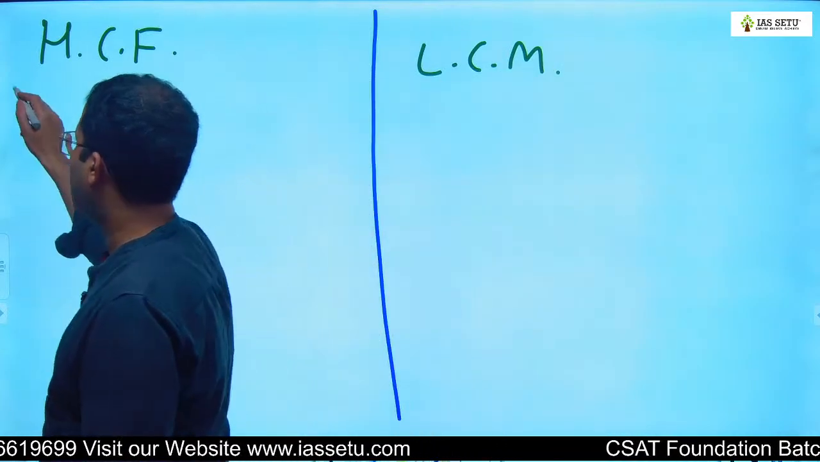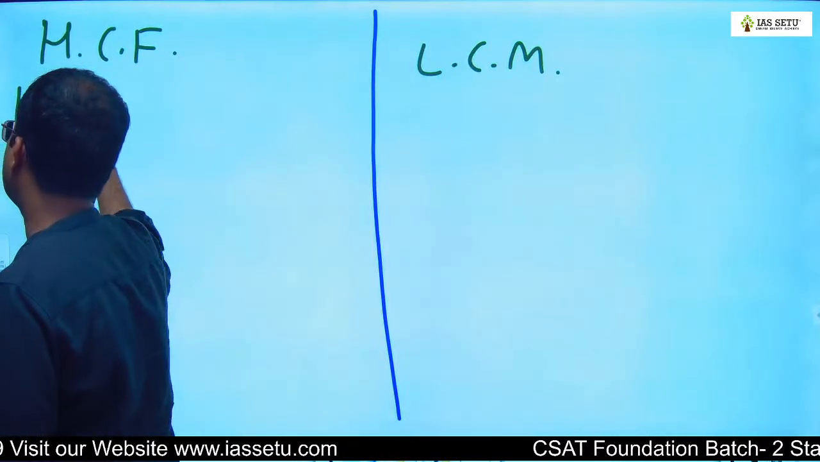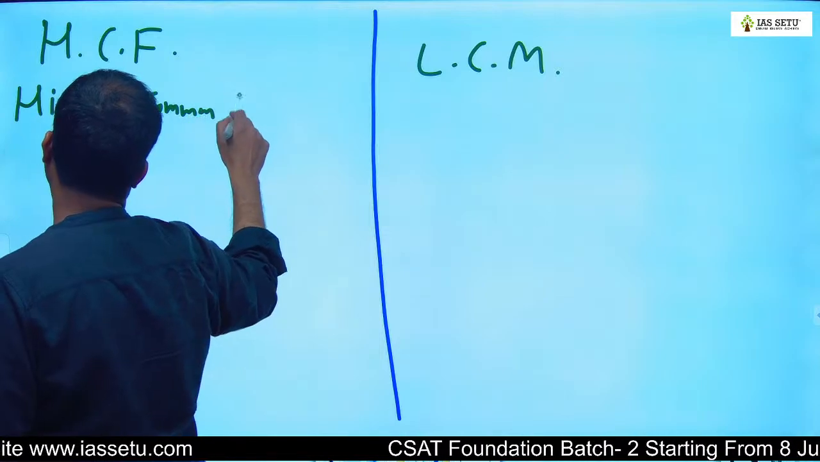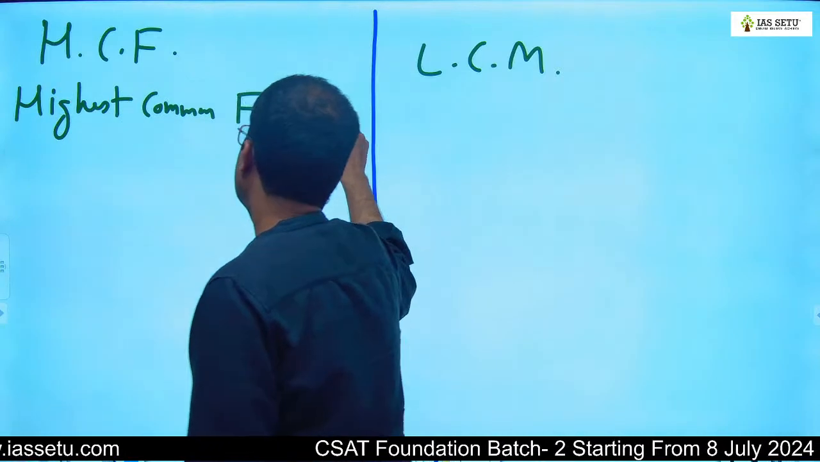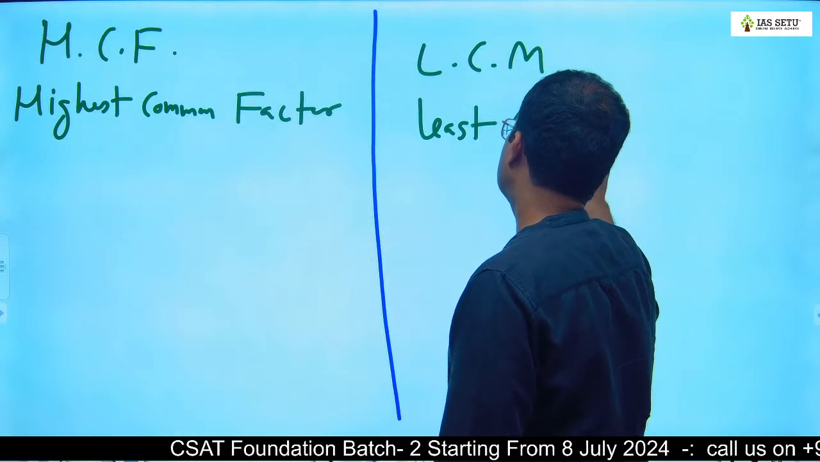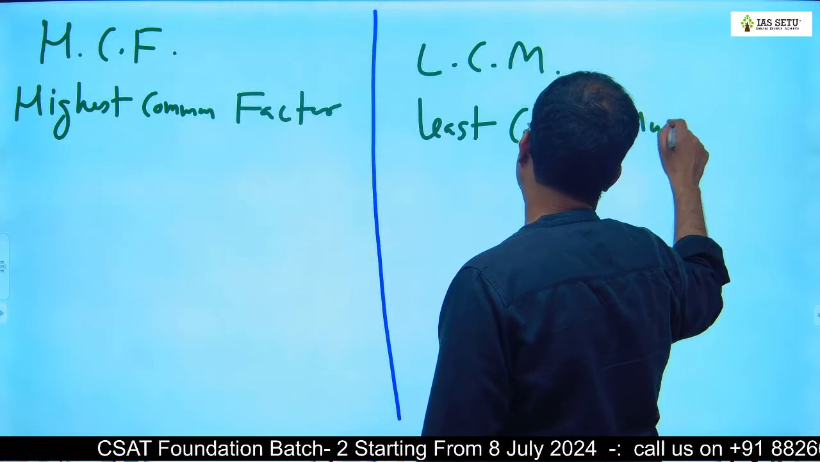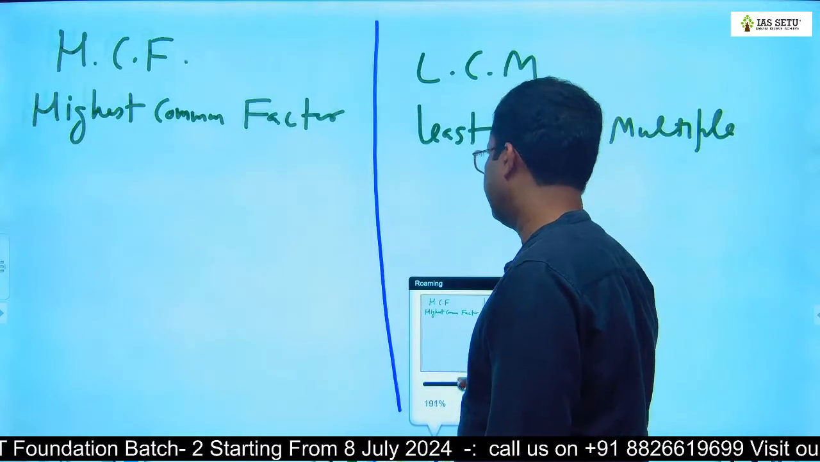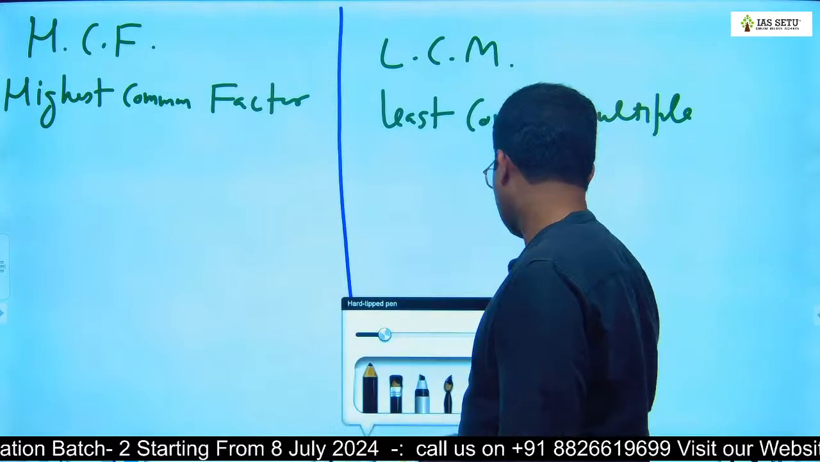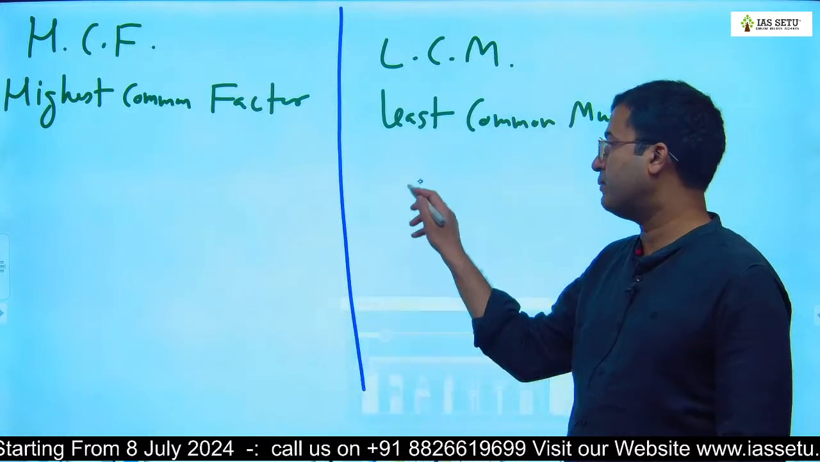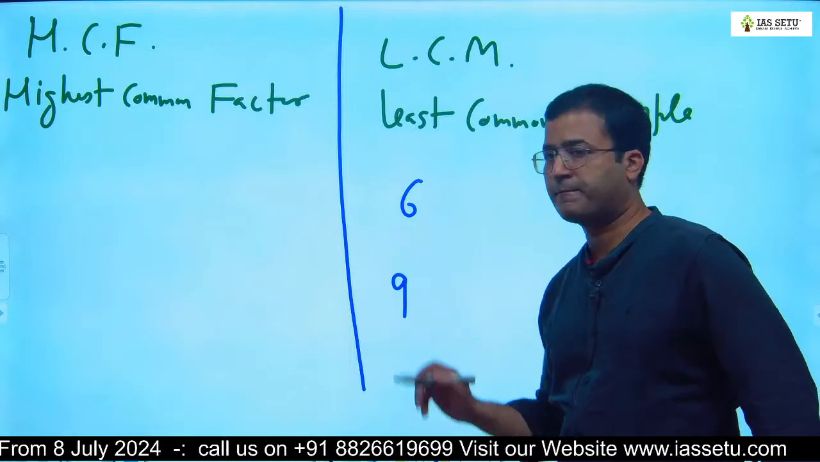HCF stands for highest common factor. LCM stands for least common multiple. I take an example. I take numbers 6 and 9.